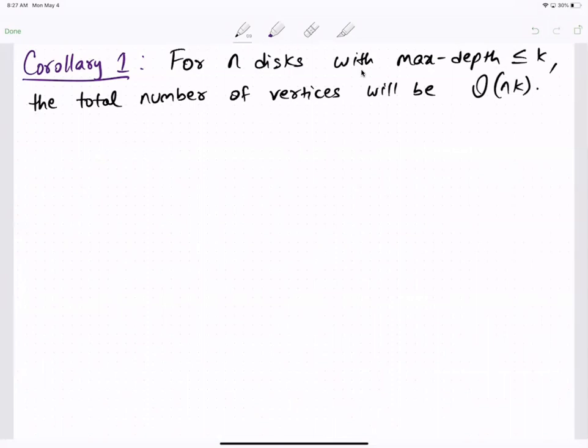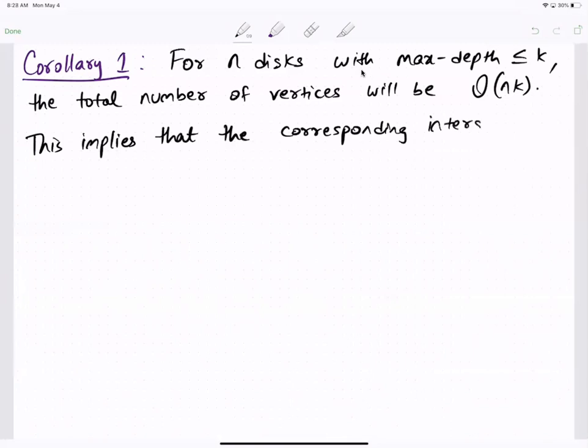So now, what does this imply in the graph? So this implies that the corresponding intersection graph has order of nk edges. This should be easy to see, right? Still, let me be sure everyone gets this.